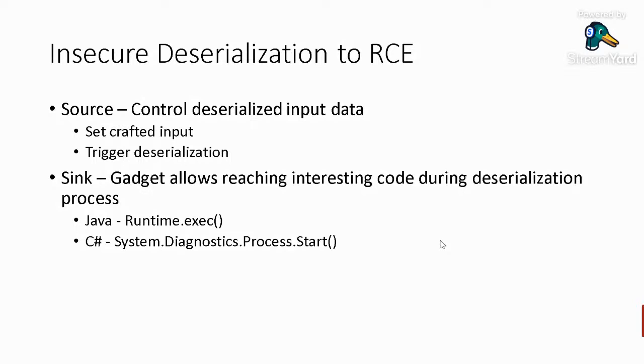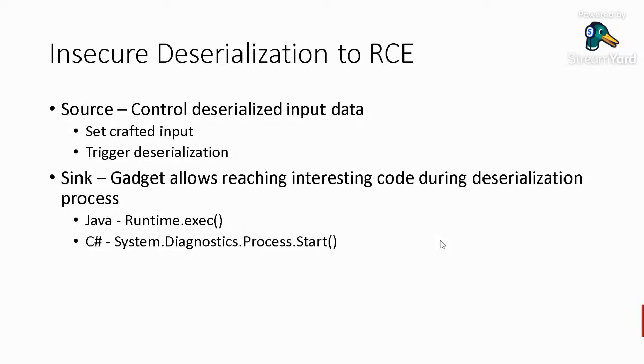The flow that usually happens where insecure deserialization turns into remote code execution, which is the worst impact of this, is when you have a flow that reaches from the source, which is attacker-controlled input. And sometimes this can happen in two stages. One stage is the attacker changes the deserialized input, and the second is the actual deserialization process where it's triggered. And we'll see an example of that in one of the bugs.